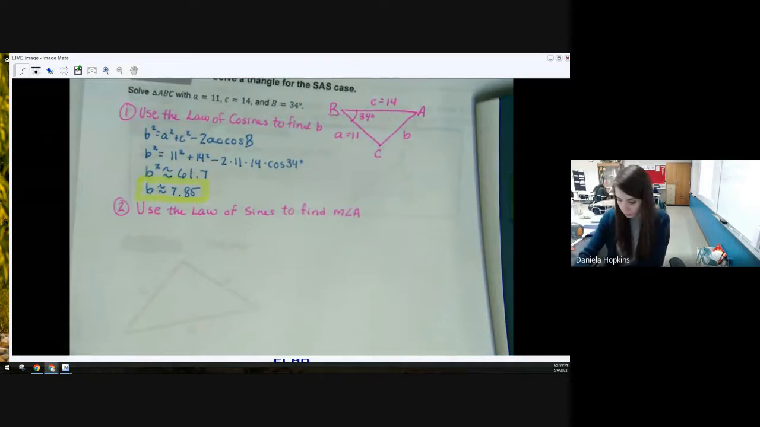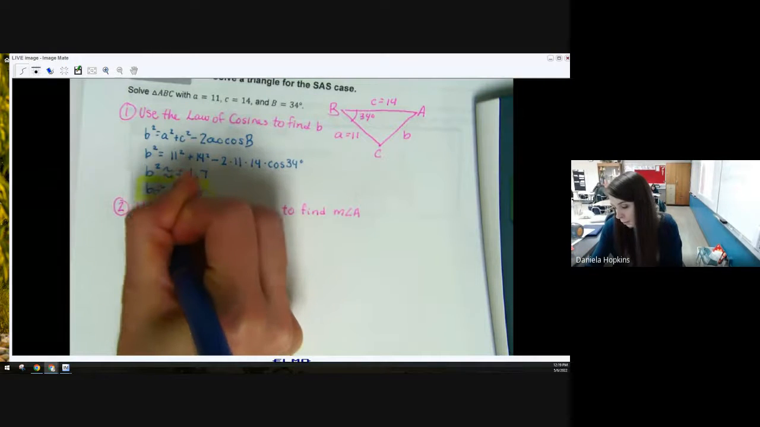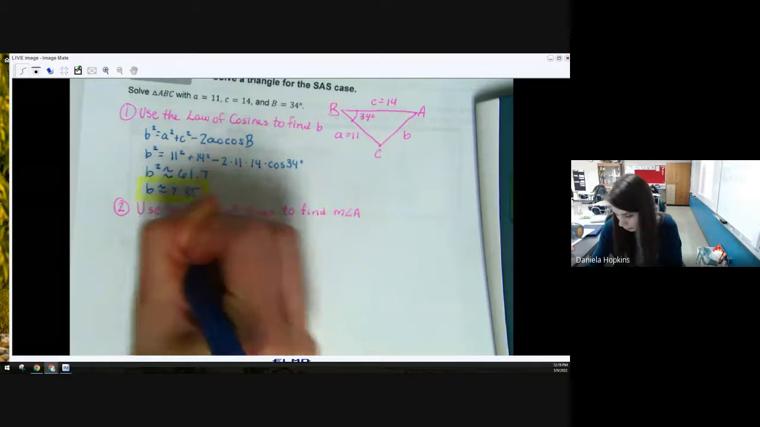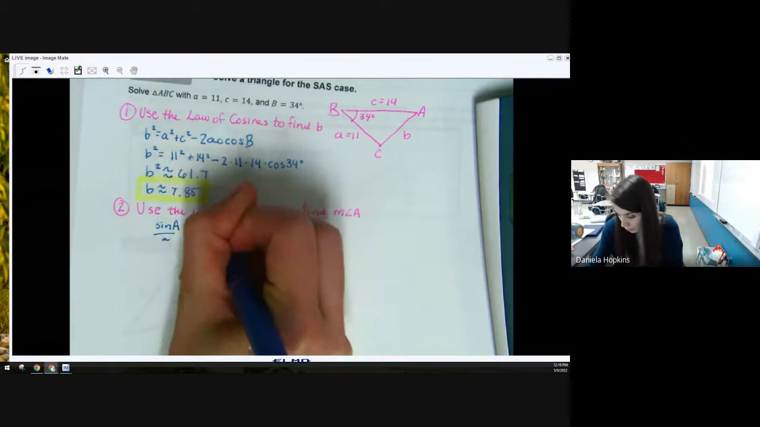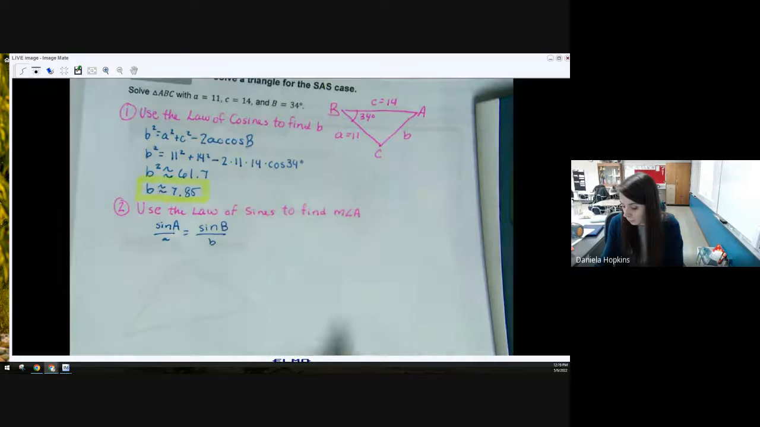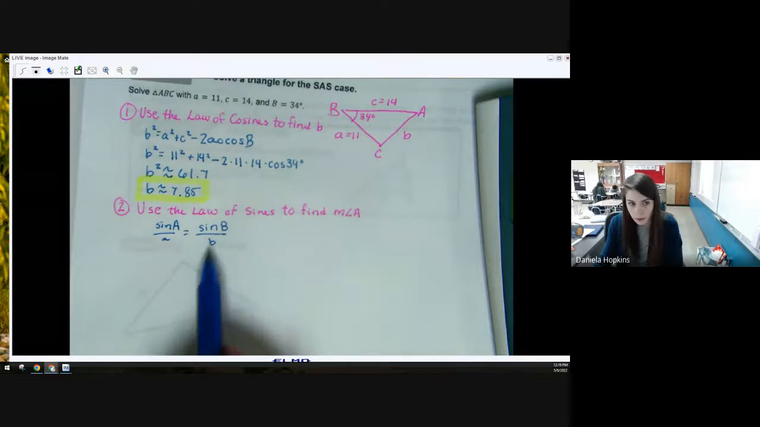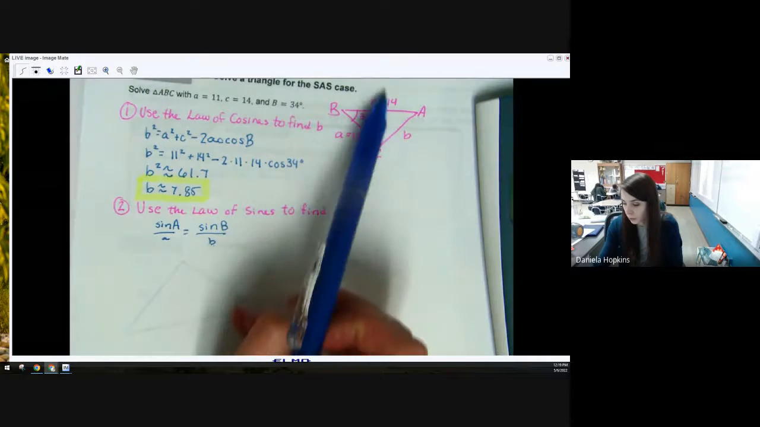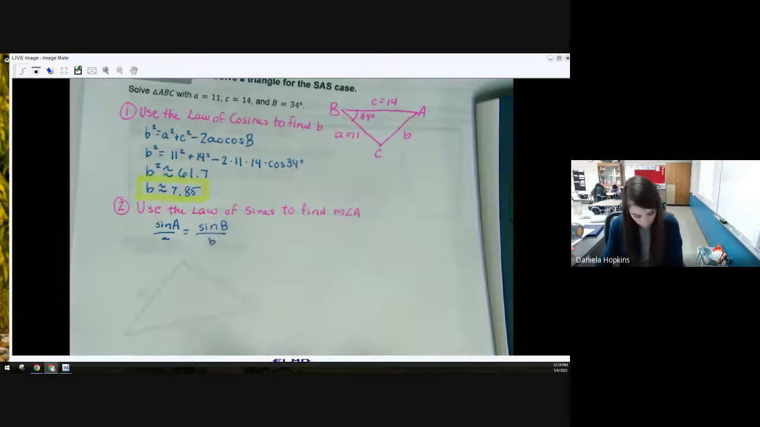So my setup, just as a reminder, would be sine of big A over little a equals sine of big B over little b. And this is why we had to solve for little b first, because that was the only angle I had, so I had to have little b.